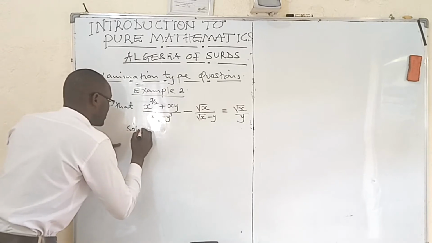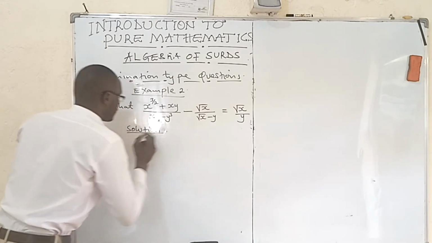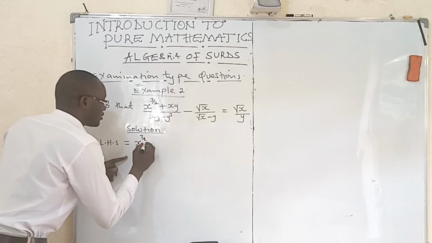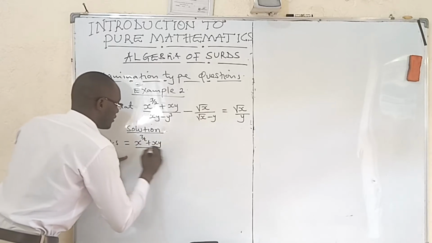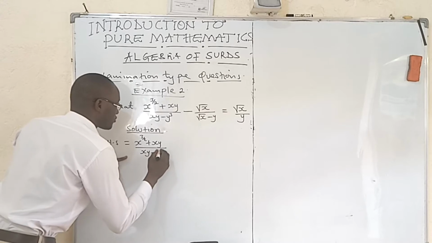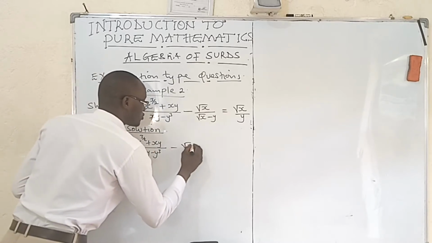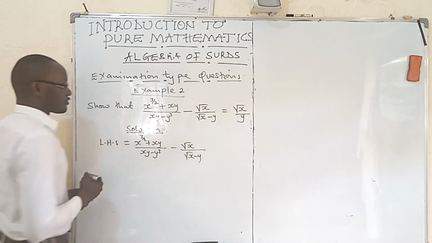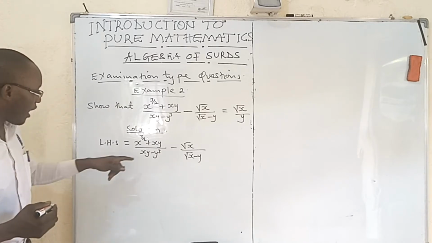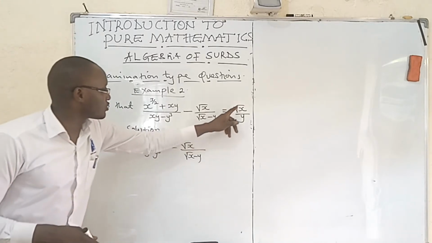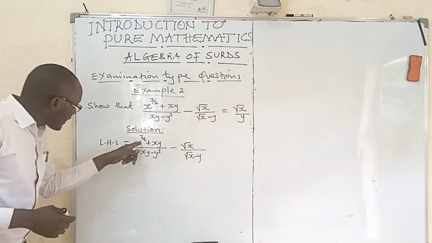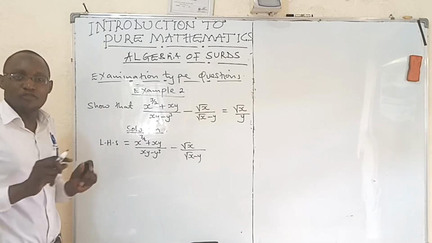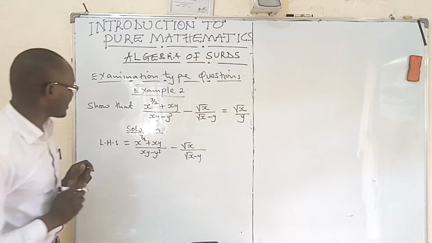So we can go and say, Mr. Examiner, sir, this is our solution. The left-hand side is now going to be x^(3/2) + xy, all over xy − y³, minus √x over √x − y. This is the left-hand side. However, I'm seeing what I need to prove is in terms of a square root. Can't we express x^(3/2) in terms of a root sign? Is it possible? Let us go and check.